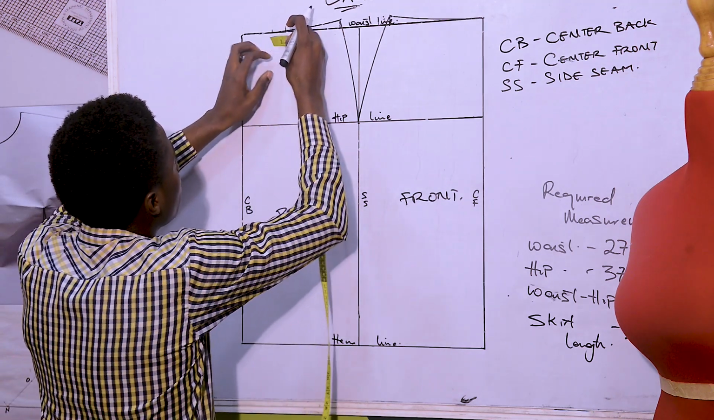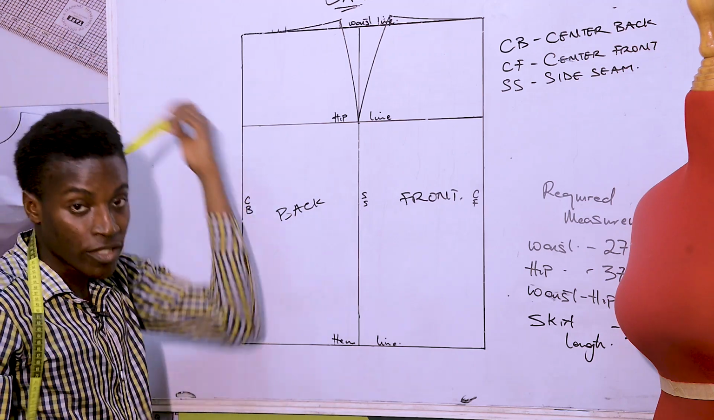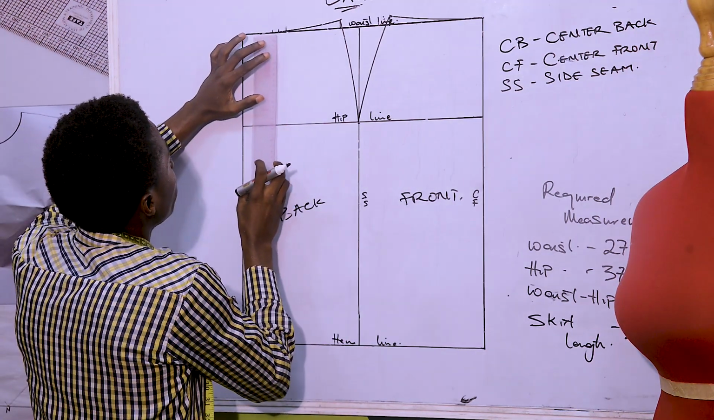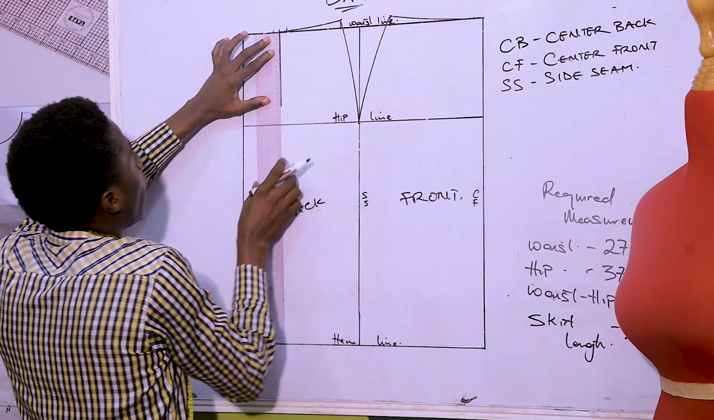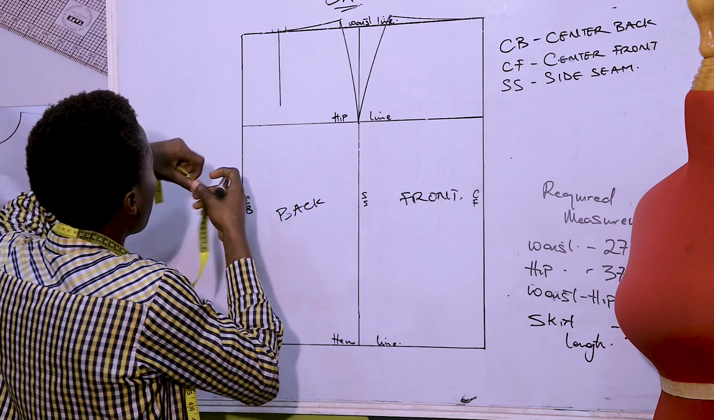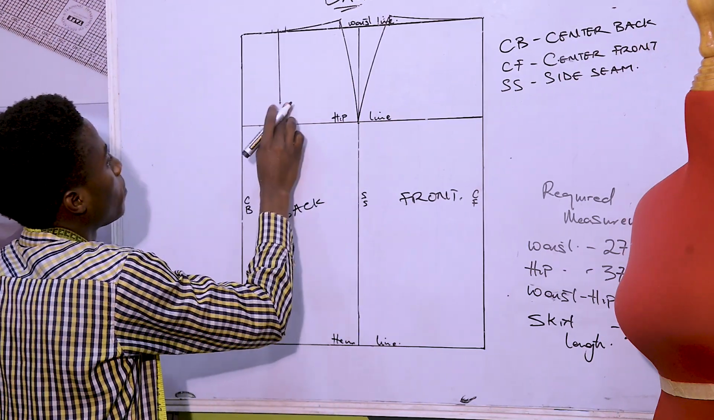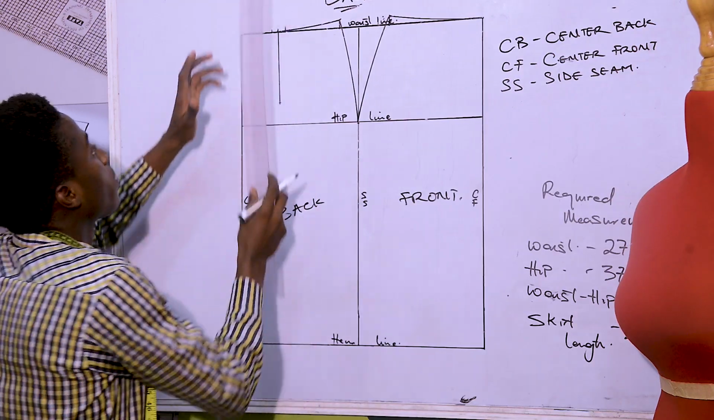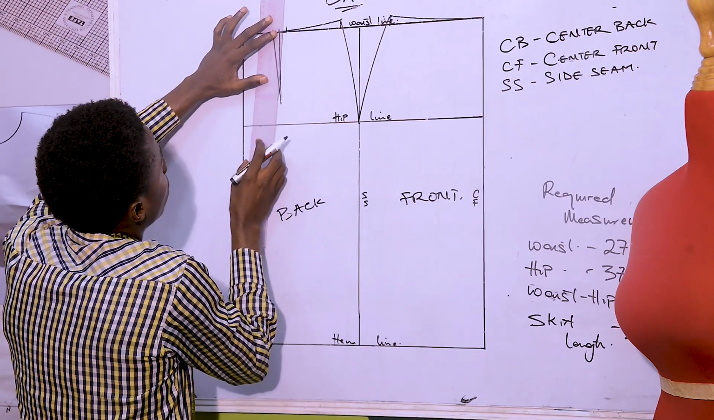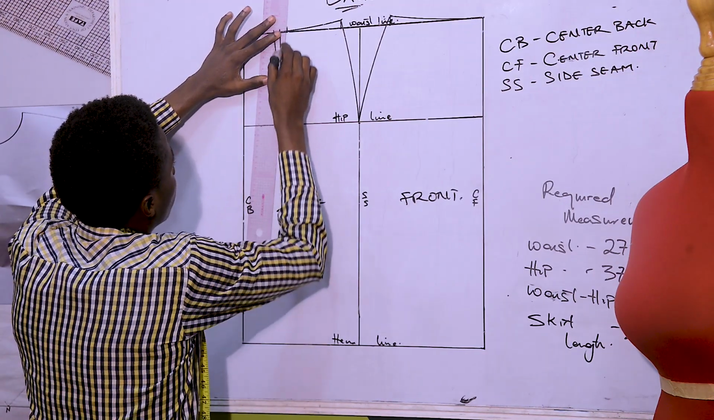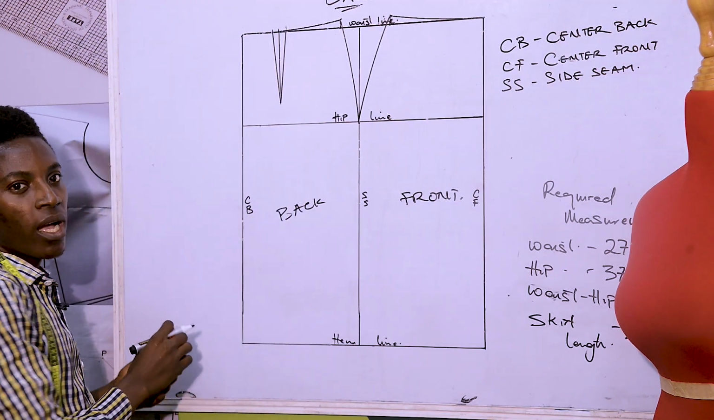All right, so once we have this, all you just need to do, get the midpoint, then you square down. So from the midpoint of that dart, you just square down. And the length of the dart is 5 inches. So you connect to either of the dart legs. Then we have what? The dart placement for the back.